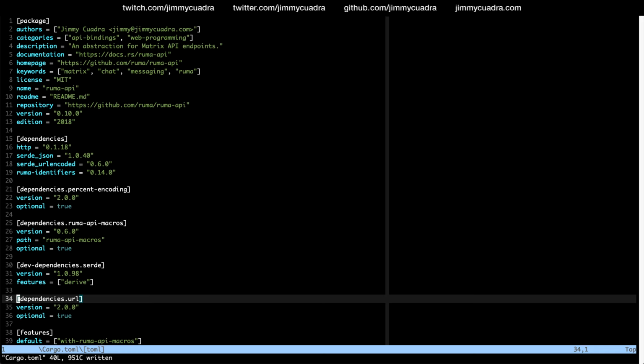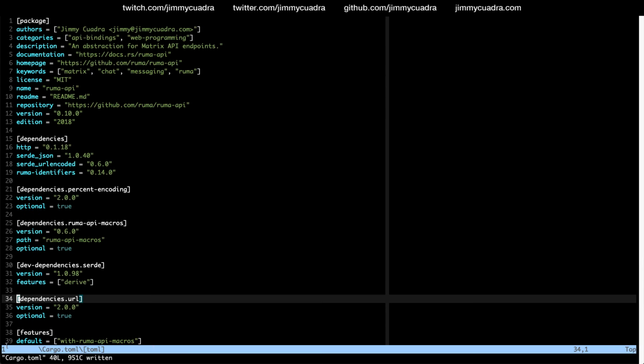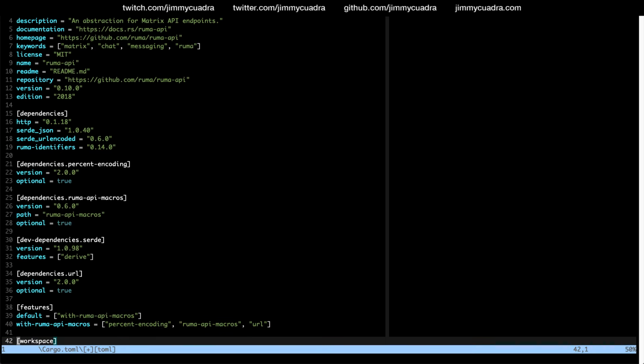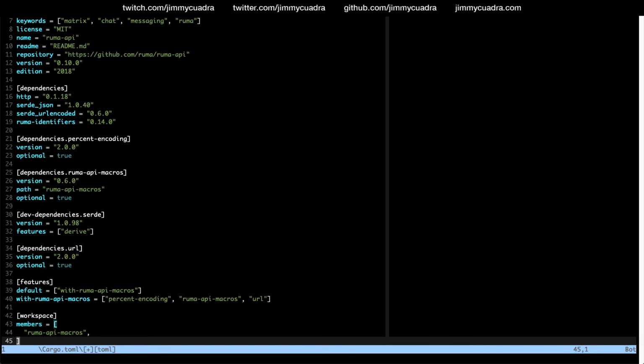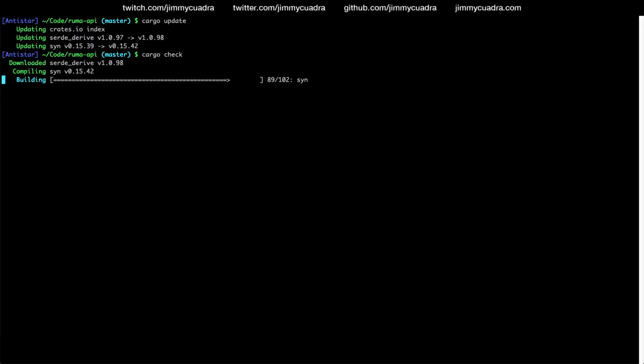Okay, so I think we're good there. Oh, right, and we want this workspace down at the bottom too. So this will tell Cargo that we also have a workspace here, and there is a subdirectory of the repository called Ruma API macros. Okay, so I think that's everything we want. Let's update all of the crates that we're using, and then I'm going to run cargo check and just make sure that everything builds correctly.